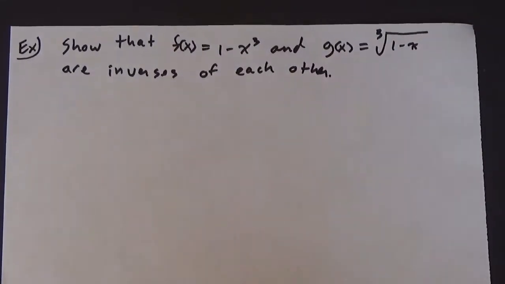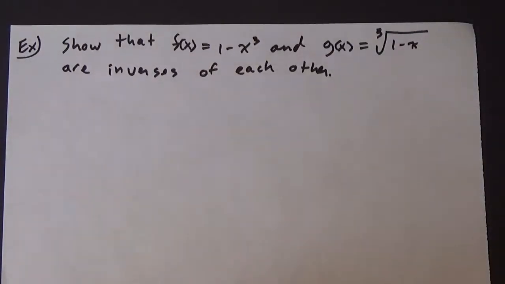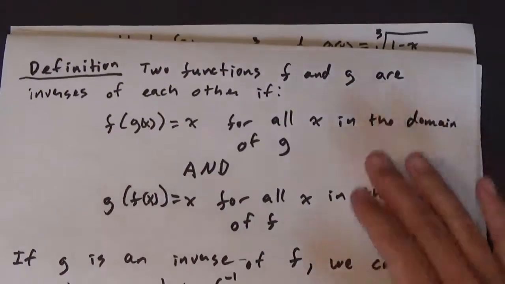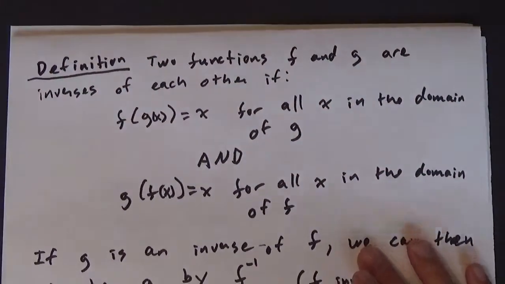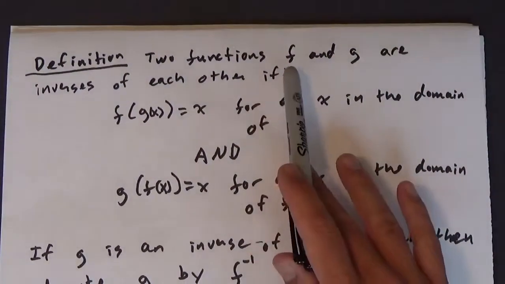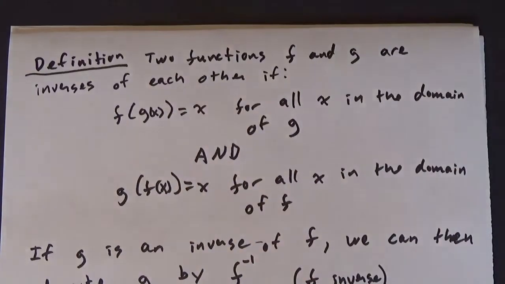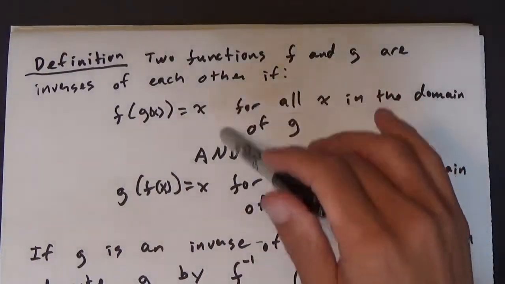So let's look at this example here. Show that f of x equals 1 minus x cubed and g of x equals the cube root of 1 minus x are inverses of each other. Now for this one, we've got to go back to the definition. From a previous video, we had this definition that two functions f and g are inverses of each other if these two things are true.